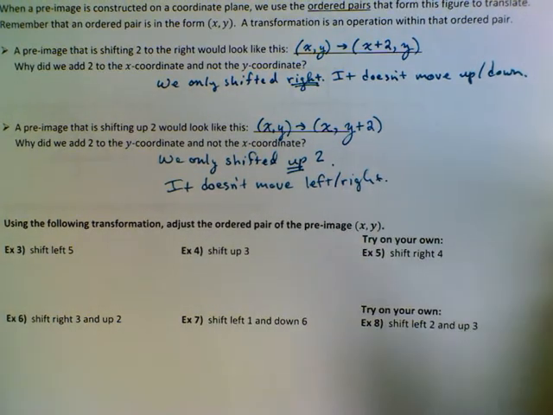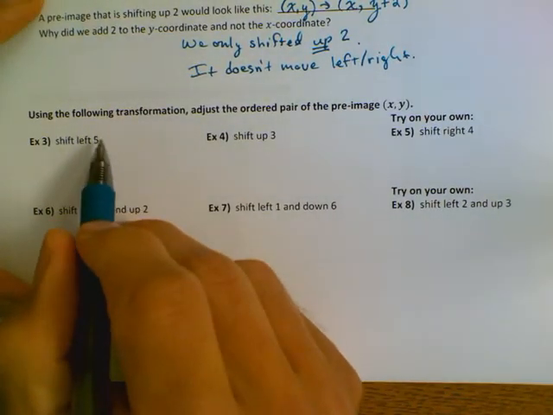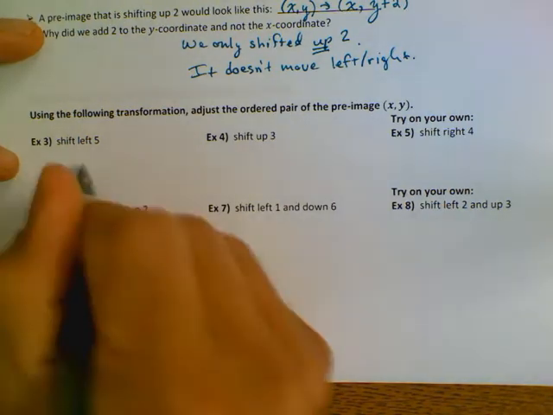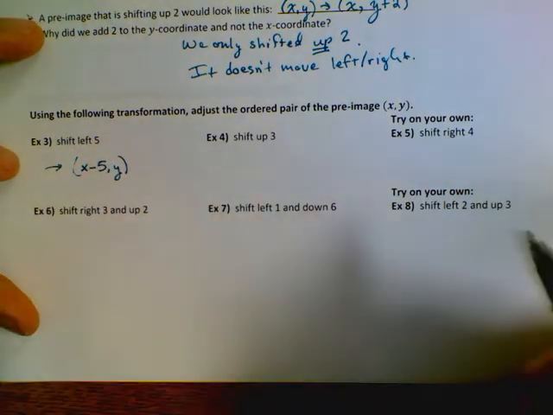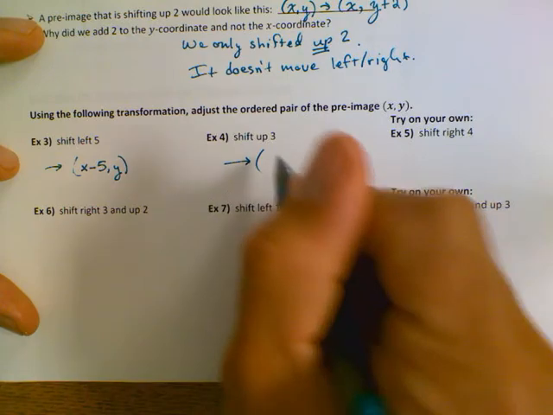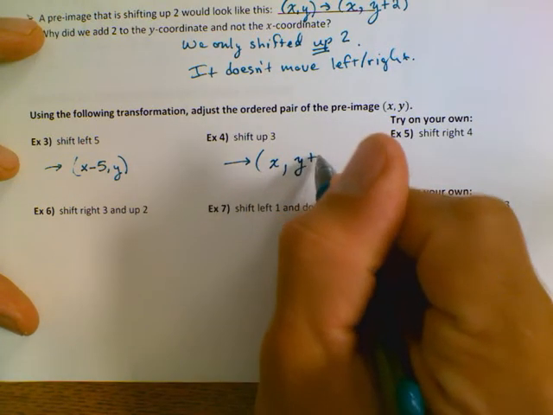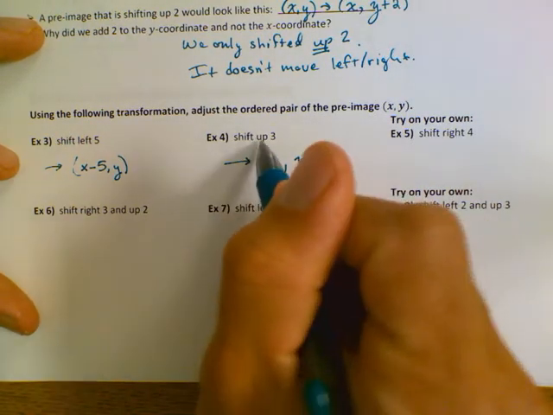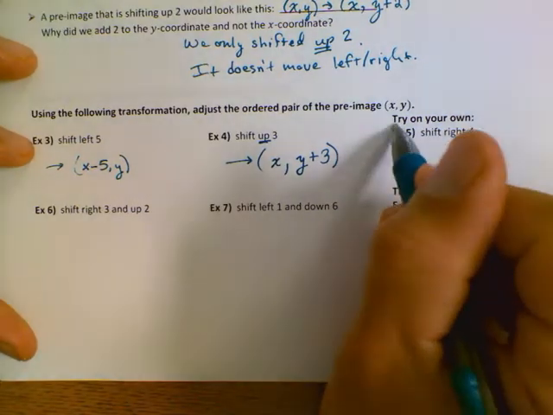So let's work through some of these quick examples. If this says I want to shift left 5, then I would get x minus 5, comma, y. If I wanted to shift up 3, remember y is the one that shifts things, so y plus 3. All right, I said y is the one that shifts things up and down vertically, right? We're going to try this one on your own.